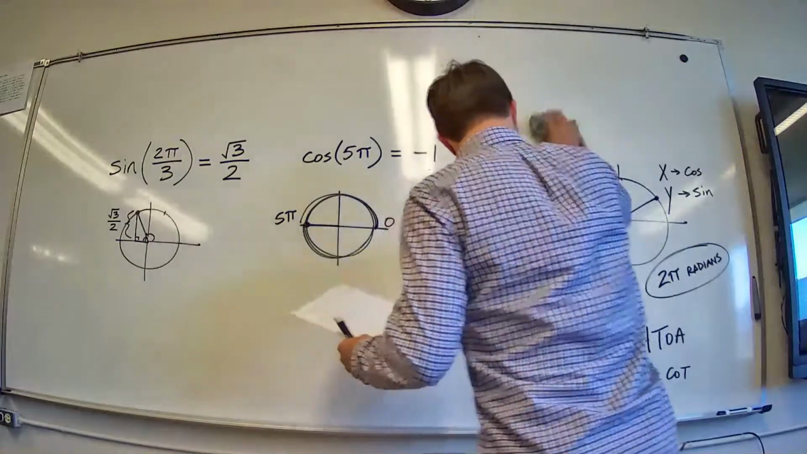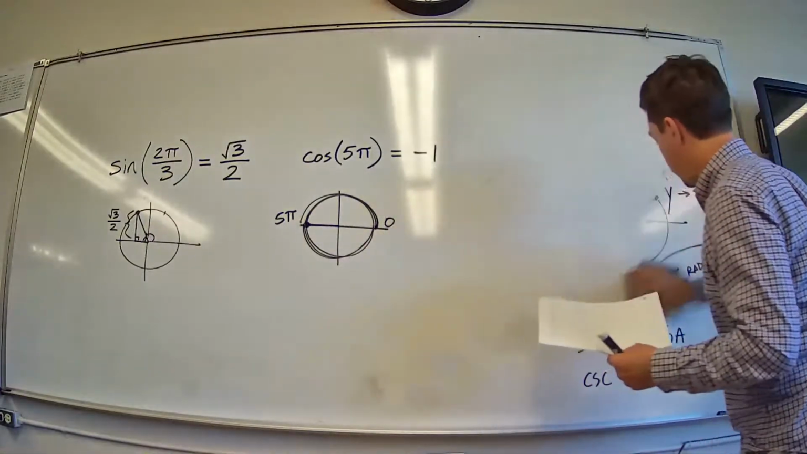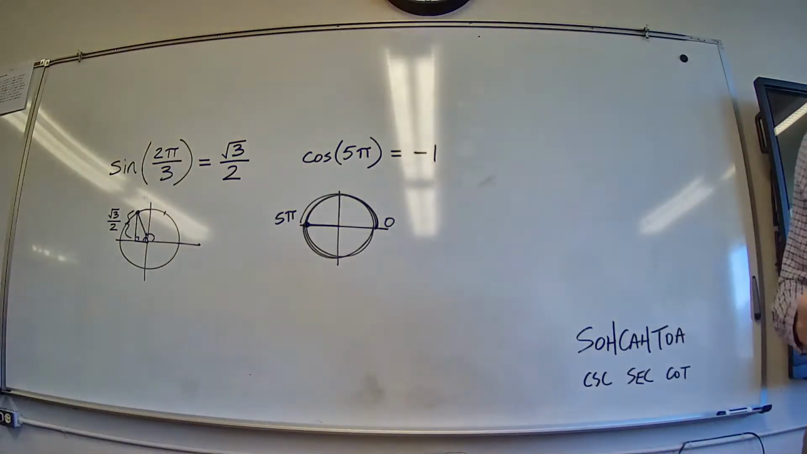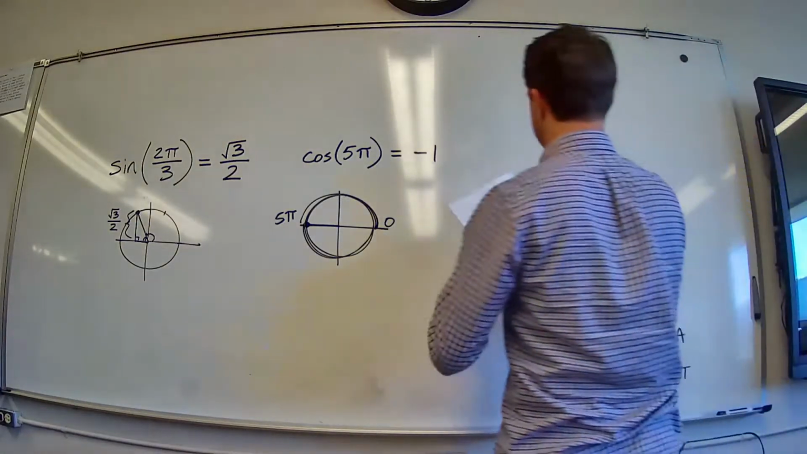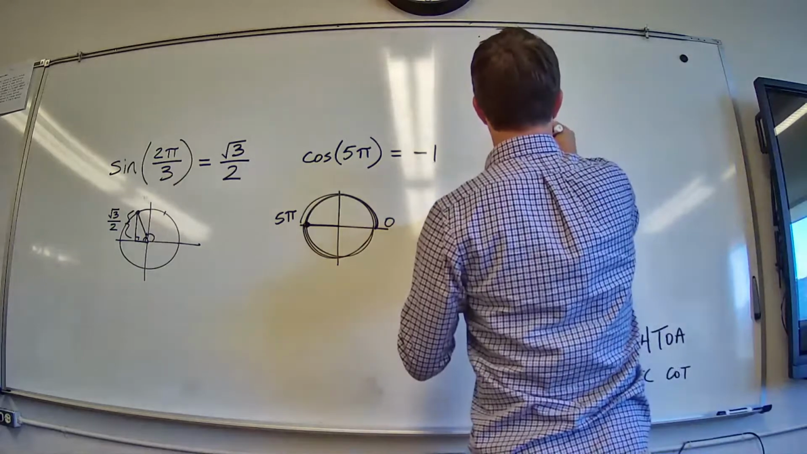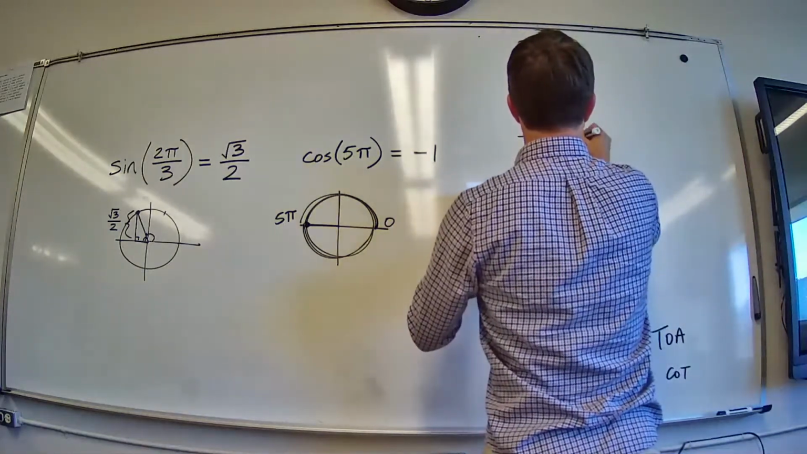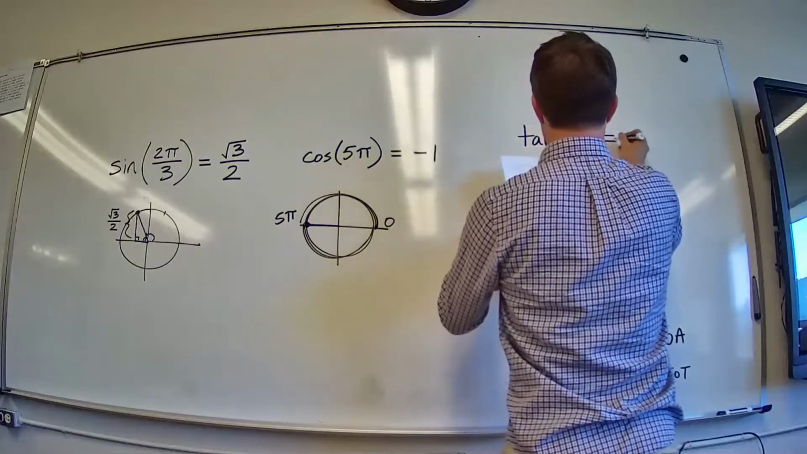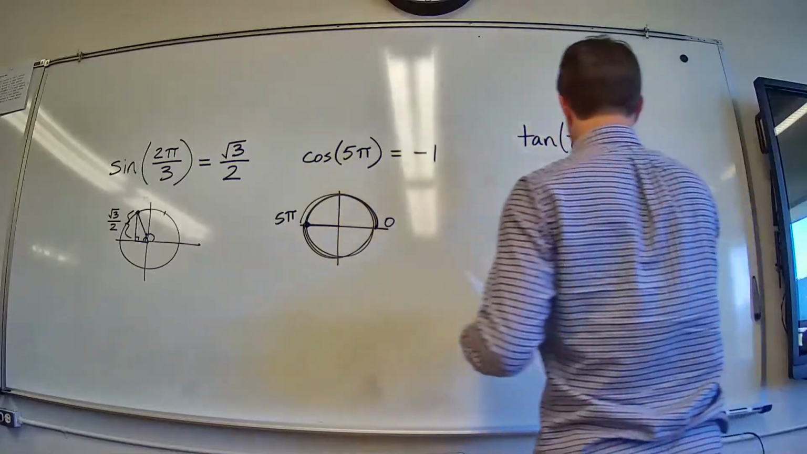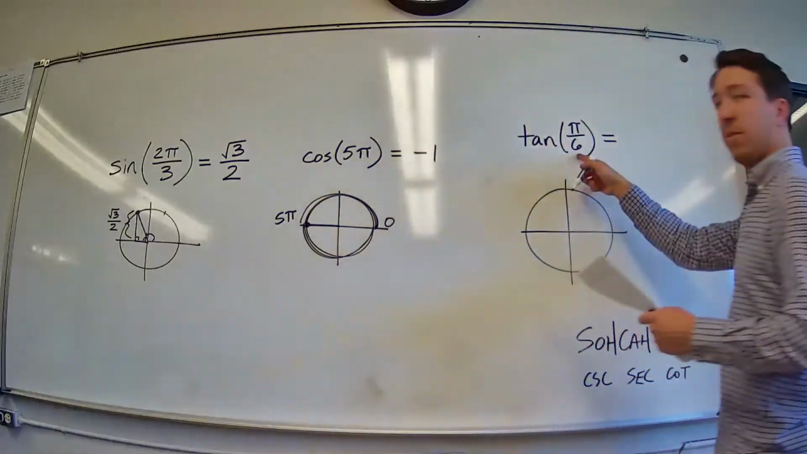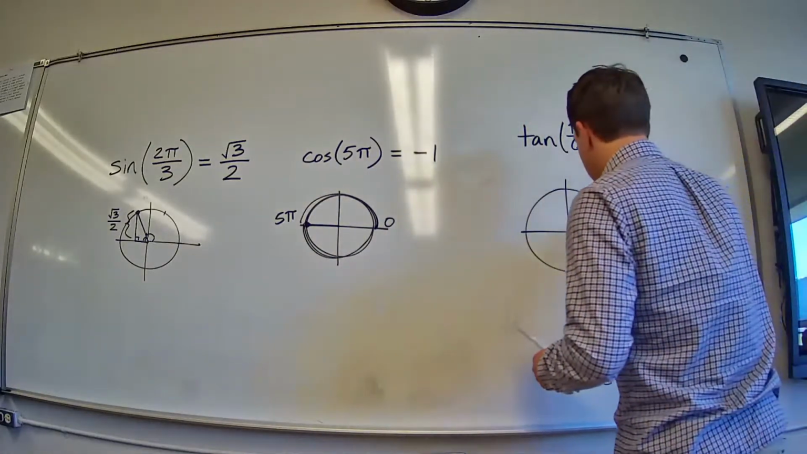Okay, the tangent might confuse you slightly, but maybe not. Let's do the tangent. Tangent of pi over 6 is, okay, first location. Well, that's a pretty simple location to find, right?